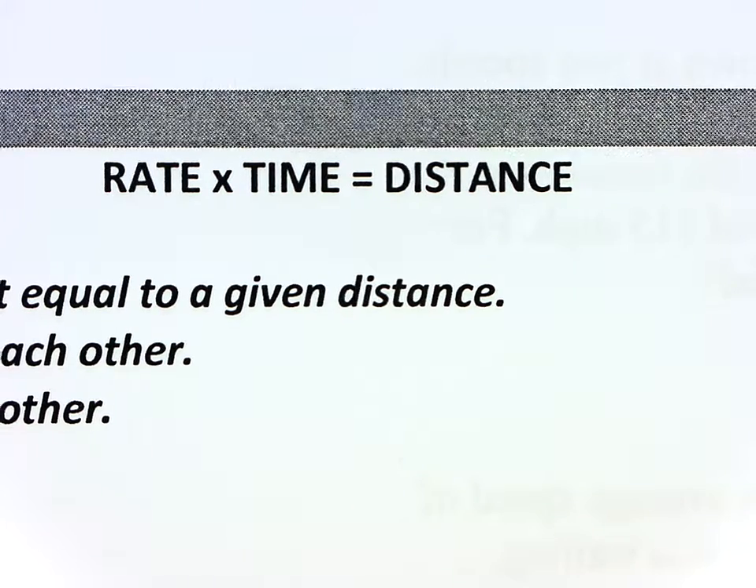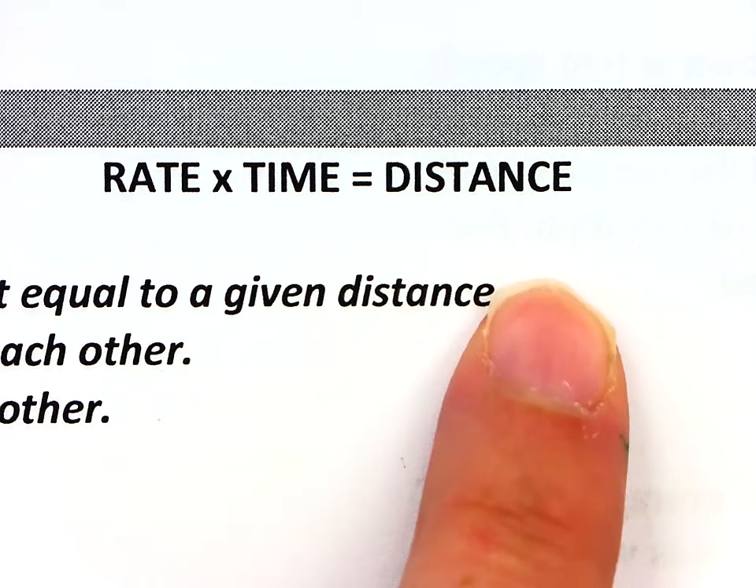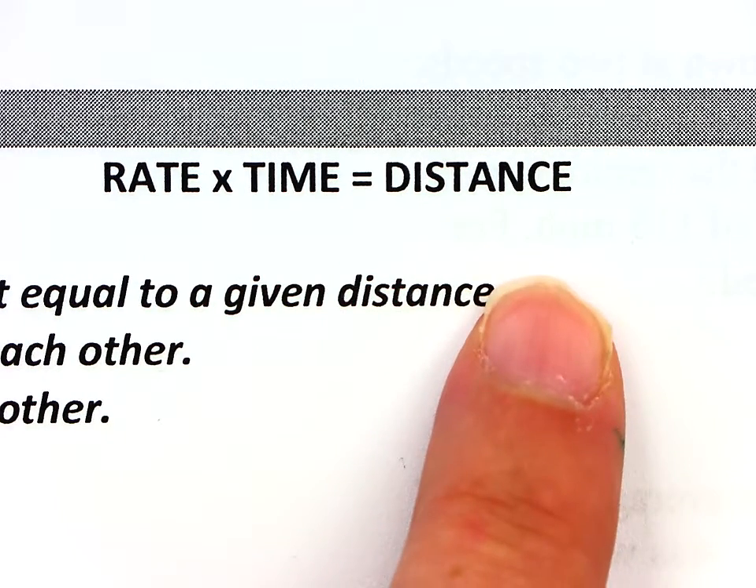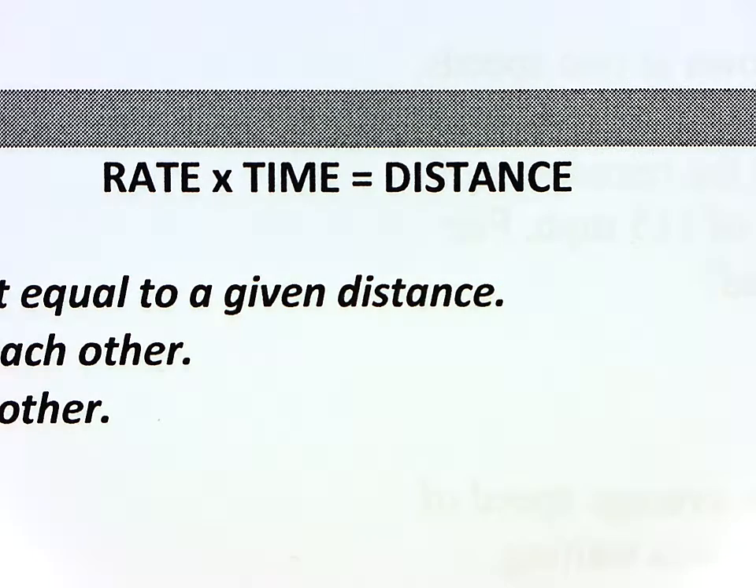So that's the formula that we're using. It's very simple, only those pieces. Rate times time always equals distance. Okay, so if you went 70 miles per hour for 3 hours, what would your distance be?